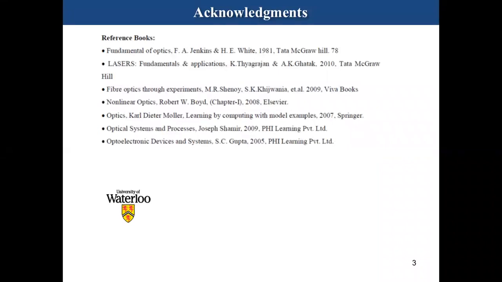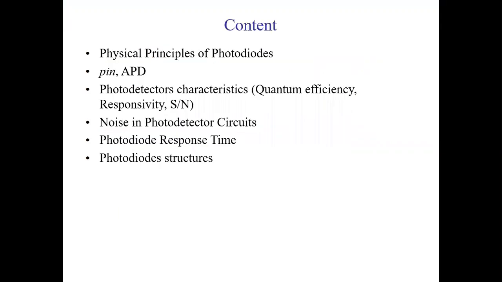Now, a few acknowledgements and the list of books we should be studying for this course. This part is about the physical principle, how photodetectors work, the types of photodetectors like PIN and APDs, and their characteristics like quantum efficiency and responsivity, noise, response time, and structures.